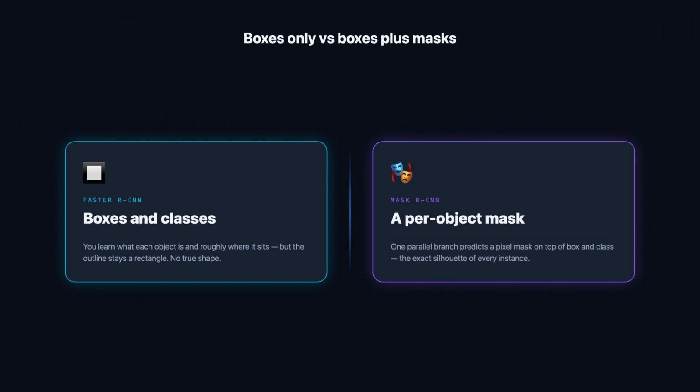This model adds one parallel branch that predicts a per-object pixel mask on top of the box and class. So alongside detection, you get the exact silhouette of every instance, separated cleanly from its neighbors, each one masked individually rather than lumped together, which is exactly the leap from drawing boxes to outlining true shapes.